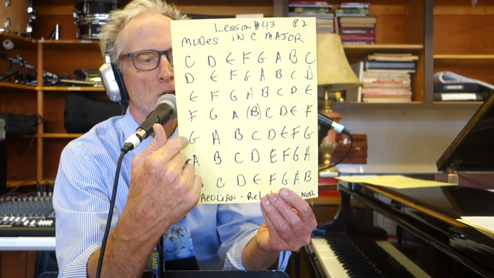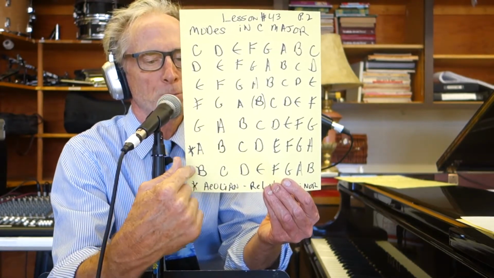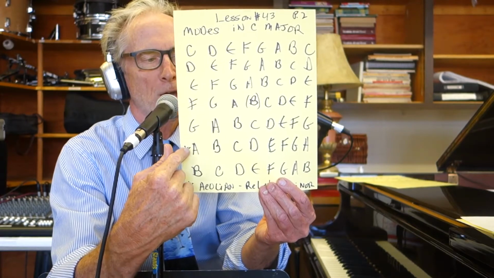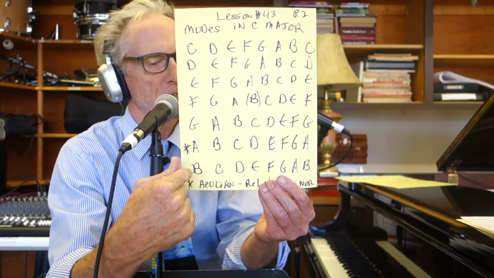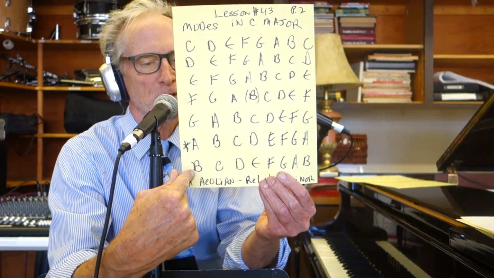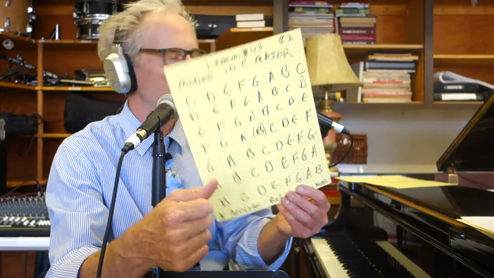Okay, the G one, that's your Mixolydian. And I put a little star here, the sixth one, Aeolian. And then here's your Locrian. All right? And it's the same thing. It's a C major scale starting on B. All right, so let's get that together, and here we go.